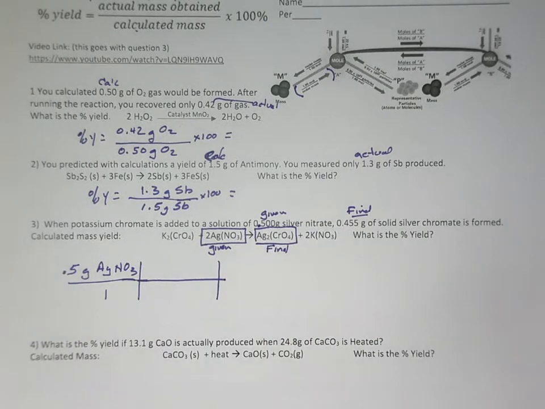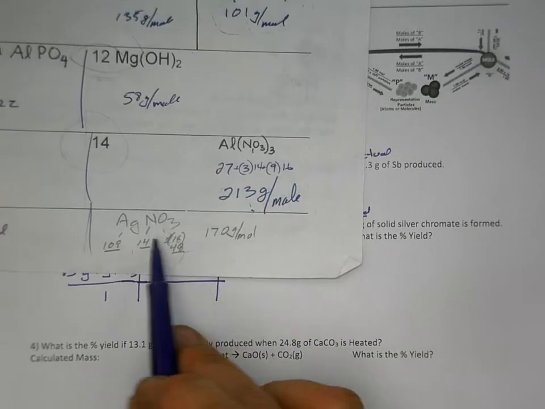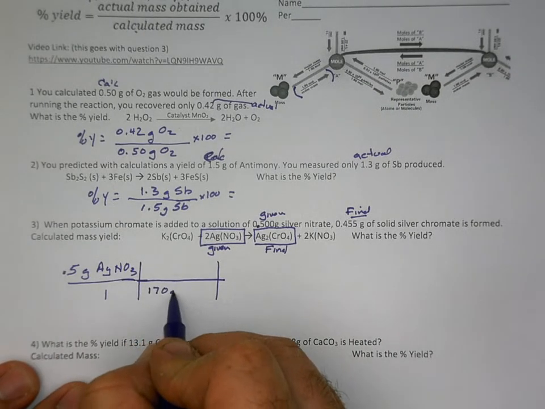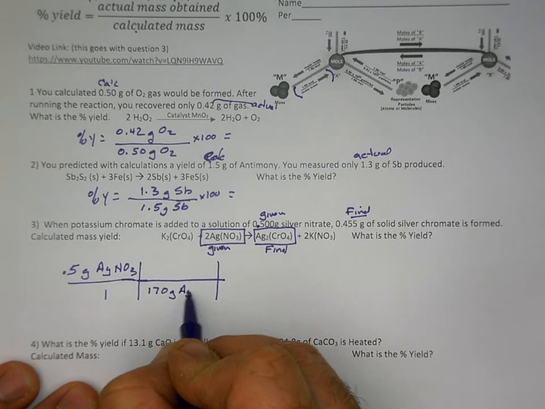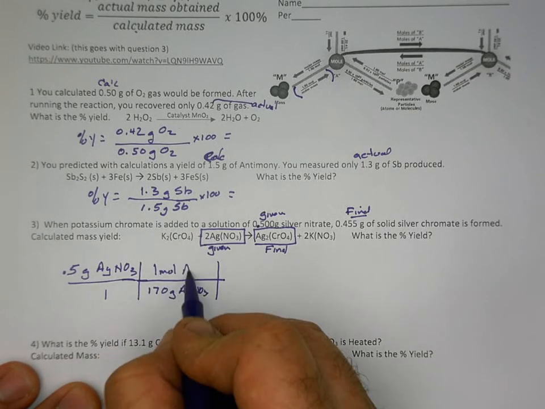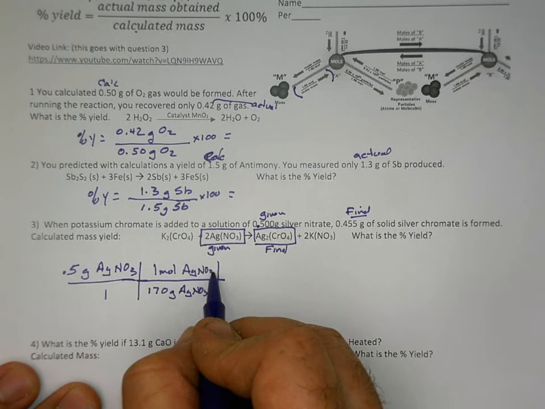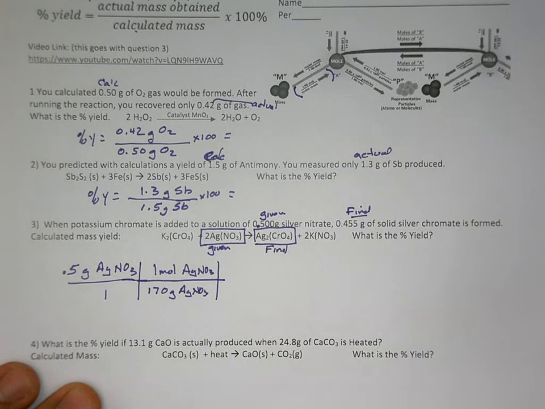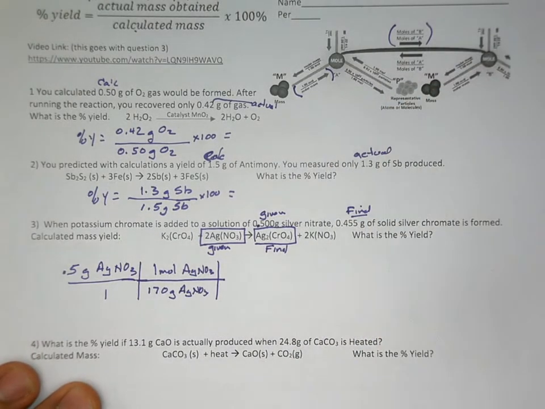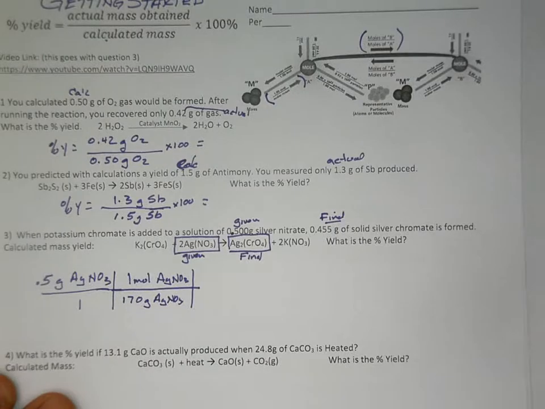Now, fortunately, I asked you all to do that. Silver nitrate is 170 grams per mole. So 170 grams of AgNO3 is 1 mole of AgNO3. So we got that one set up okay. Now we've got to do the mole to mole ratio, and it might help you on there.